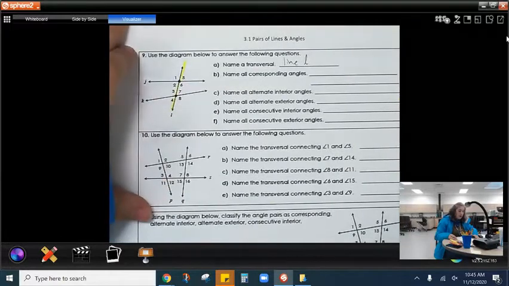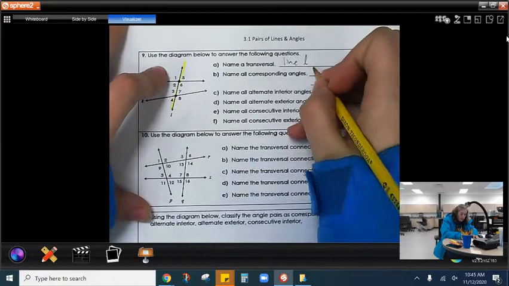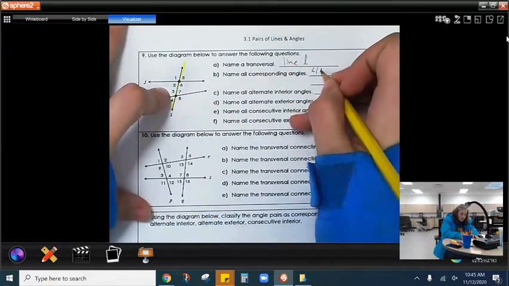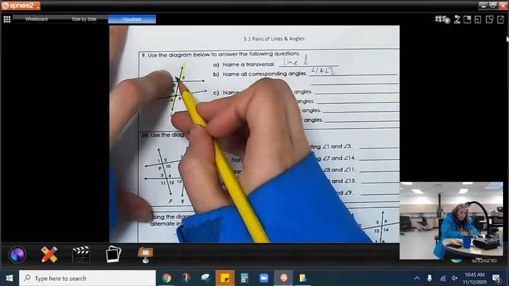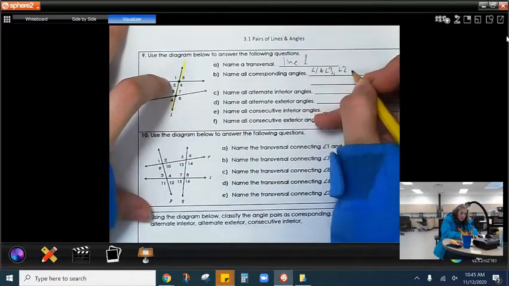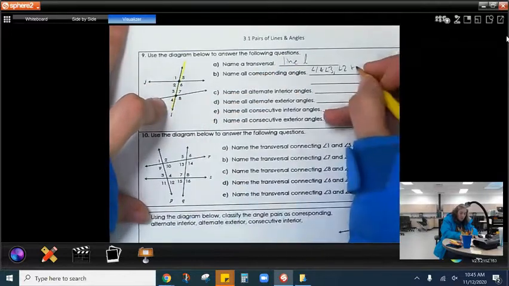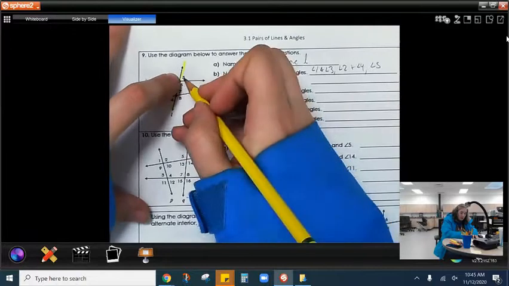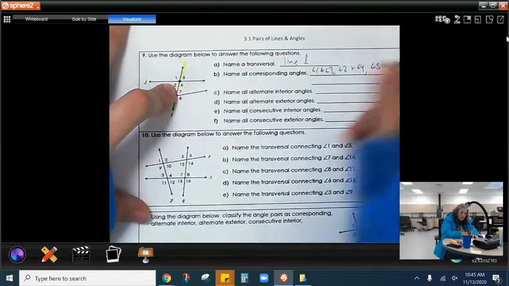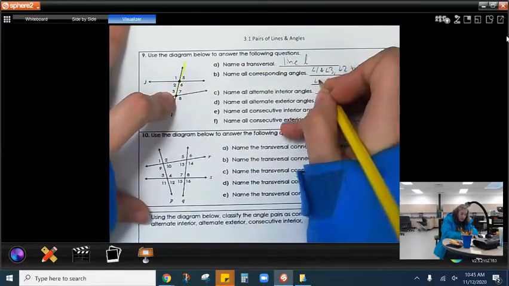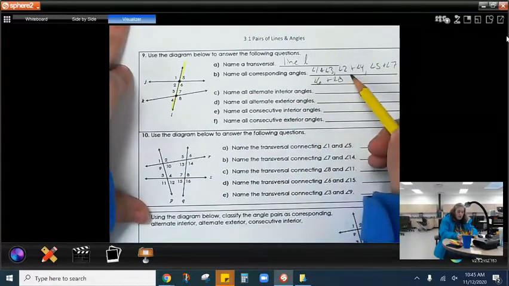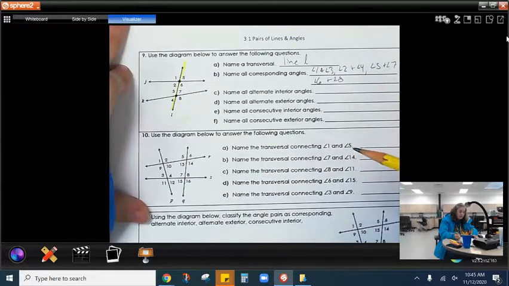Name all corresponding angles. So we want all angles there in the same position, all the pairs. Let's just start with angle 1. Angle 1 corresponds to angle 3. All right, how about angle 2? Angle 2 corresponds to angle 4. Angle 5 corresponds to angle 7. And then angle 6 corresponds to angle 8. Top left, top right, bottom right.